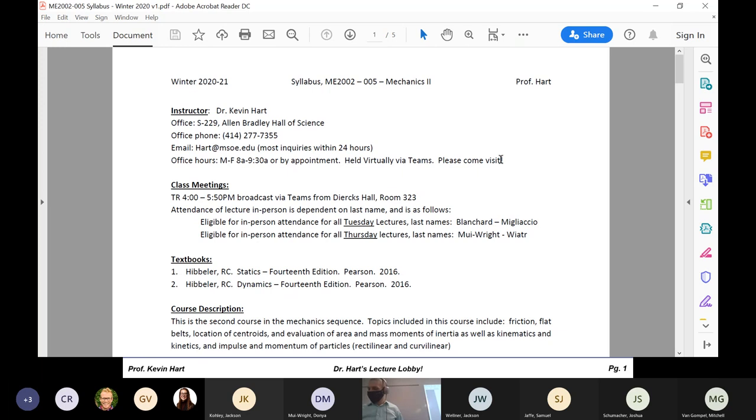Sorry. I'm Dr. Hart. My office is in the science building. It's right across from the foundry. So if you've been in the science building, I know maybe not lately, I'm right across from the foundry on the second floor. I can't really have anybody in my office, but you can knock on the glass and wave if you want. Okay.